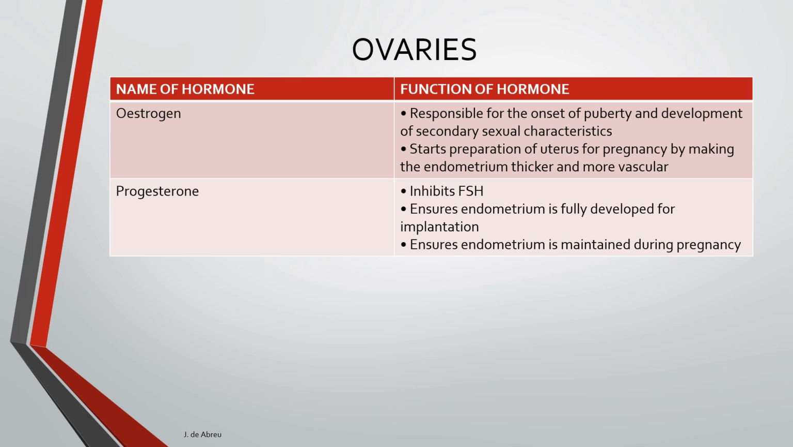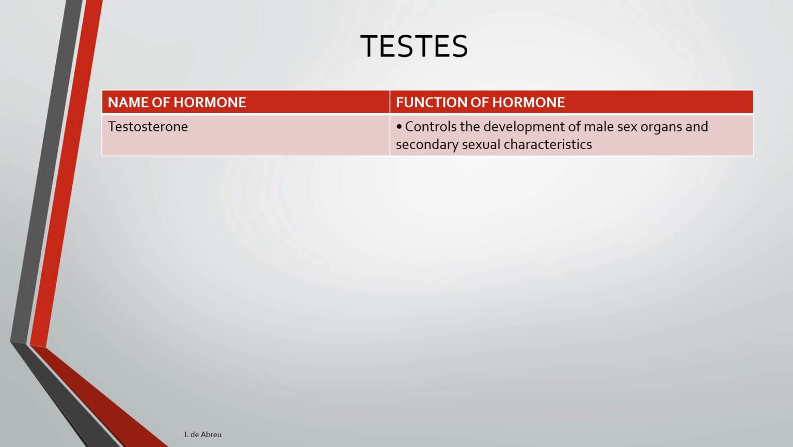It also ensures the endometrium, which is the lining of the uterus, is fully developed for implantation. And then it also ensures that the endometrium is maintained during pregnancy. So it ensures that the endometrium does not start shedding, such as in menstruation. So it ensures that the endometrium stays attached to the uterus during pregnancy, because if the endometrium is not maintained, then it will result in a miscarriage.